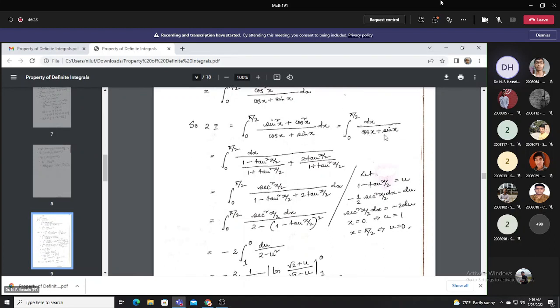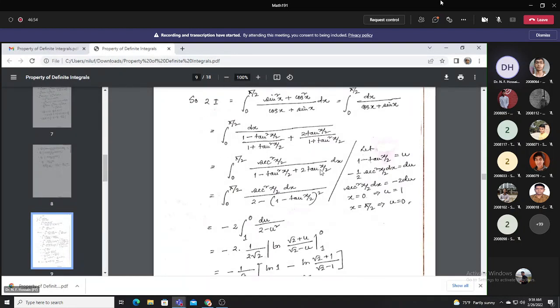We have already evaluated this type of integration. We have to use the formula involving tan. Cos x means 1 minus tan square x by 2 divided by 1 plus tan square x by 2, and sine x means 2 tan x by 2 divided by 1 plus tan square x by 2. So now you do the algebra. 1 plus tan square x by 2 means sec square x by 2. It can be taken to the upper side, and at the lower side do this LCM and do the sum. Ultimately you are getting this.